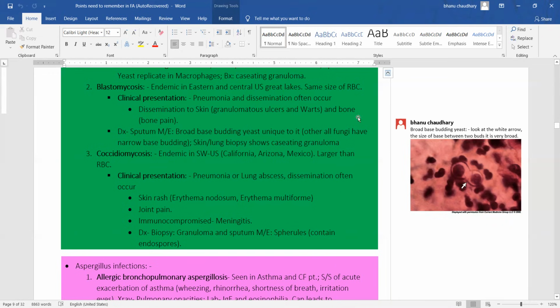Easy to remember. And in the bone, you will get bone pain. And if you do the bone biopsy, what you will see are the granulomas again. So for the diagnosis, you can do the sputum microscopy. What you will see are the broad-based budding yeast.